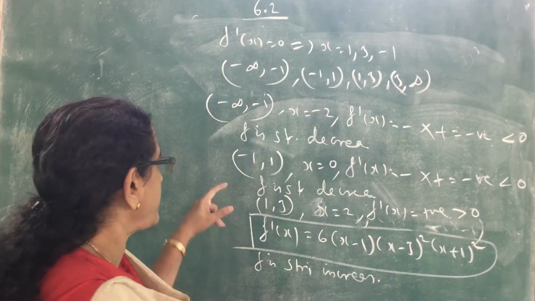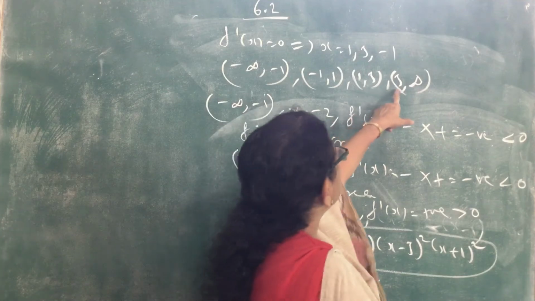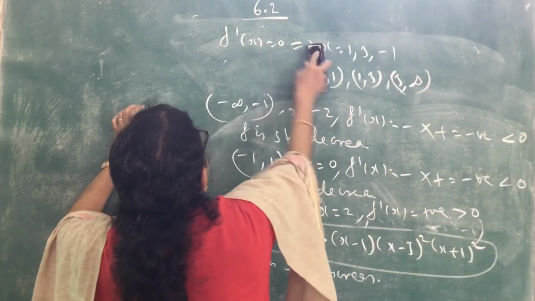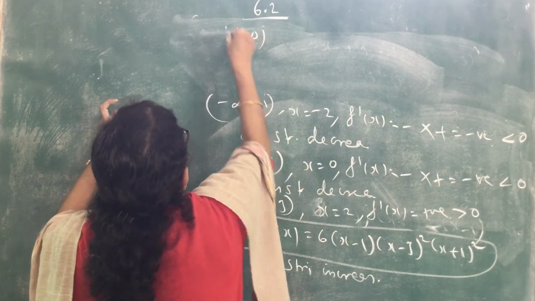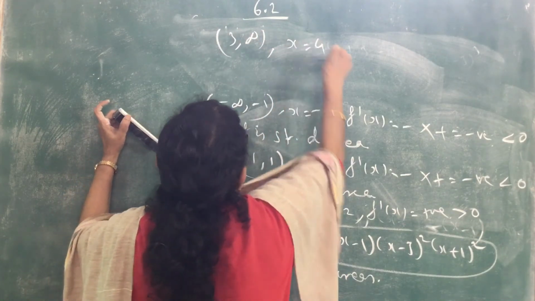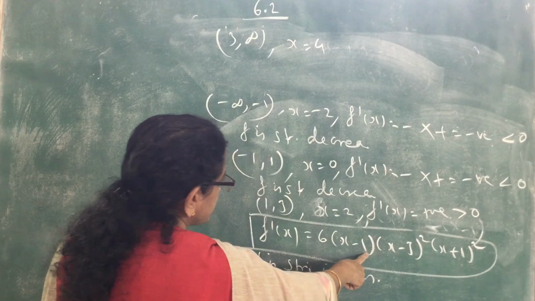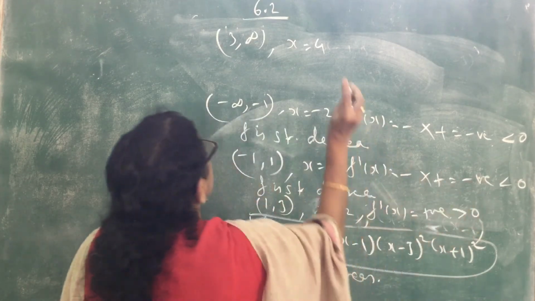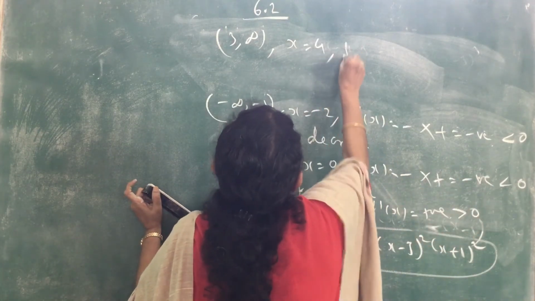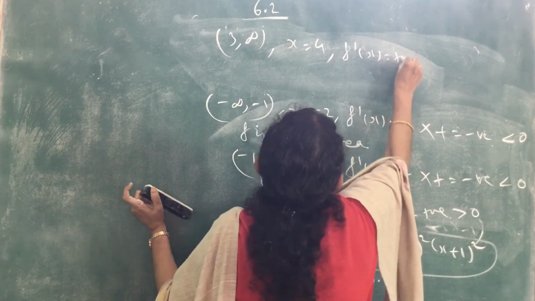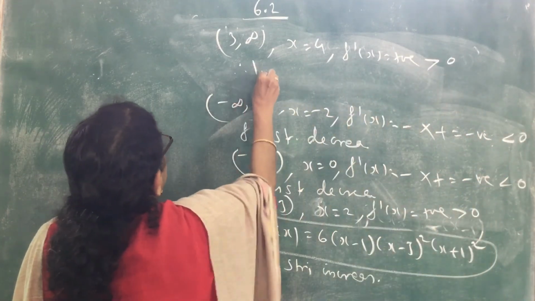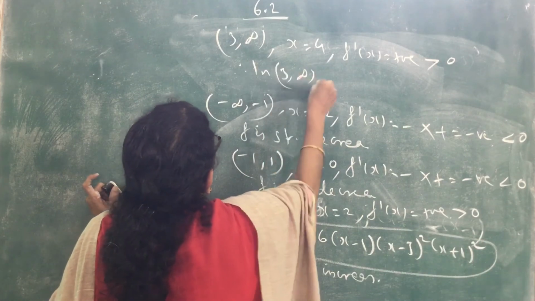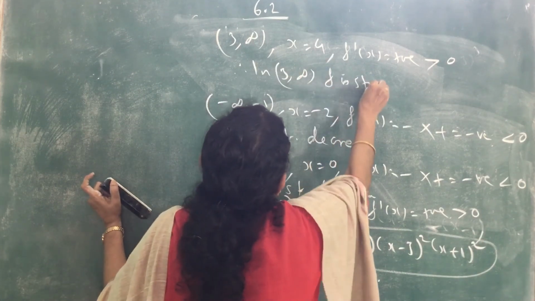Now one more interval we have to consider, that is 3 to infinity. In the interval 3 to infinity we can put x equal to 4. 4 minus 1 is positive, and these are all positive. So at x equal to 4, f'(x) is positive, that means greater than 0. Therefore, in the interval 3 to infinity, f is strictly increasing.